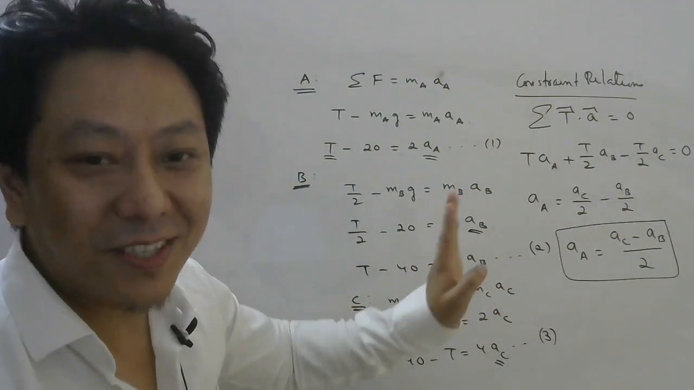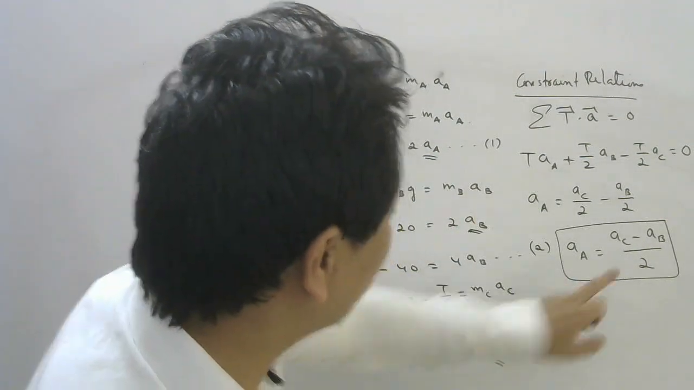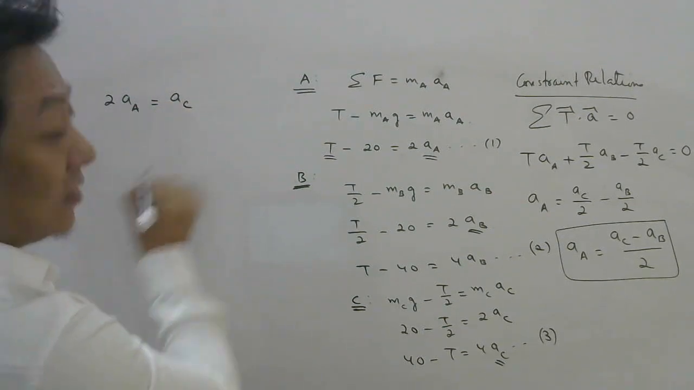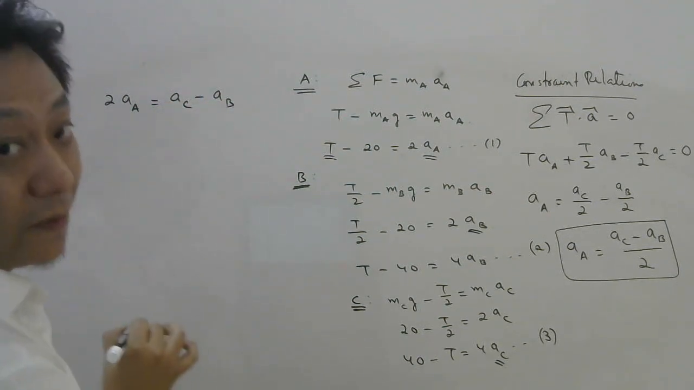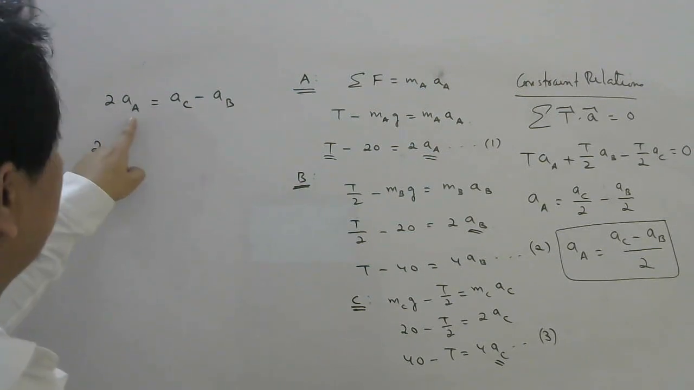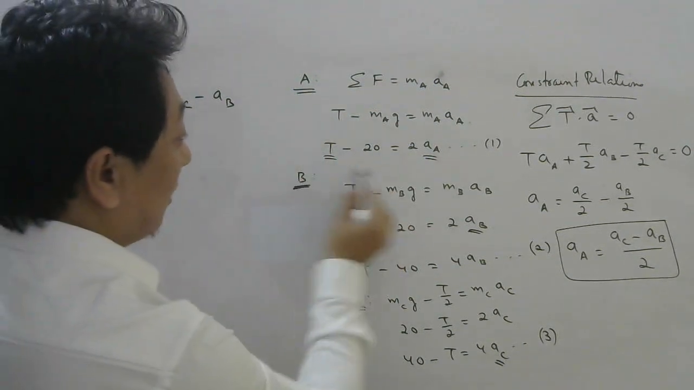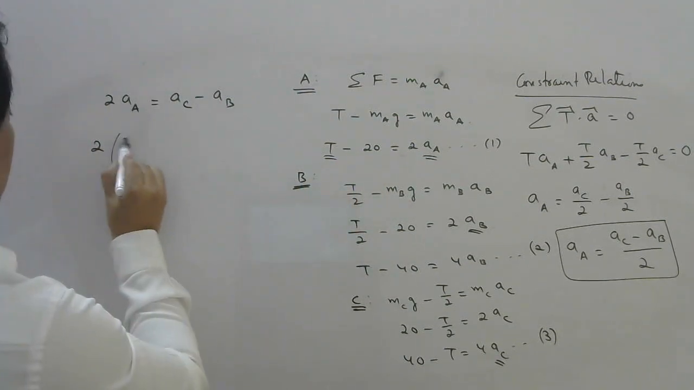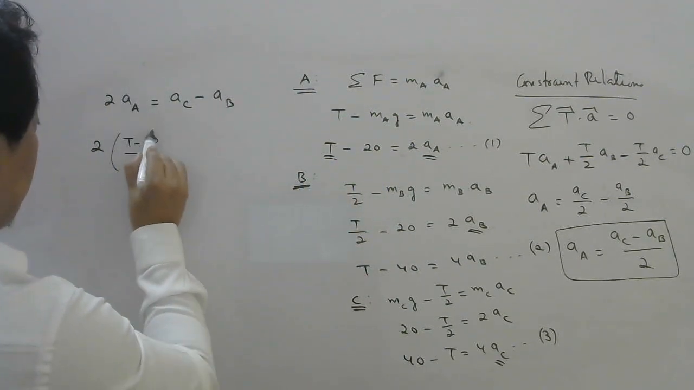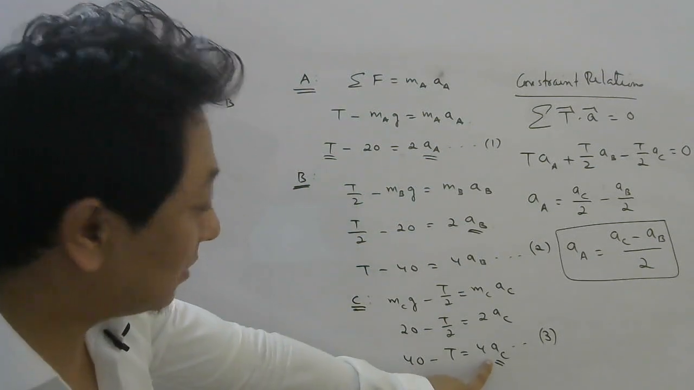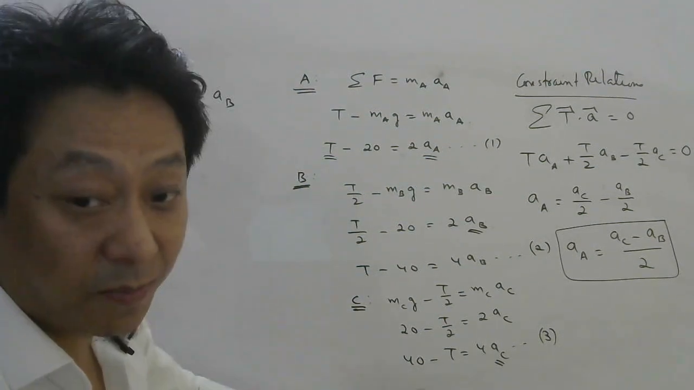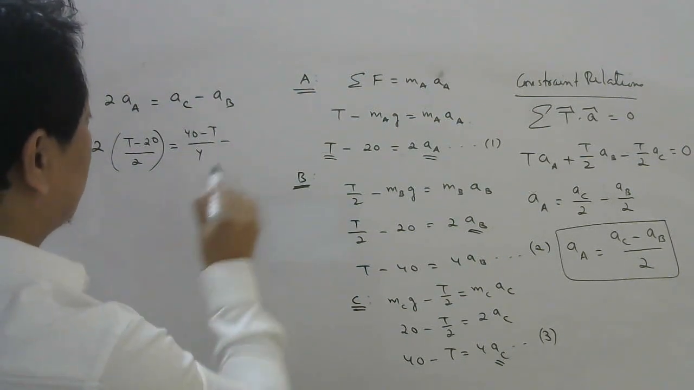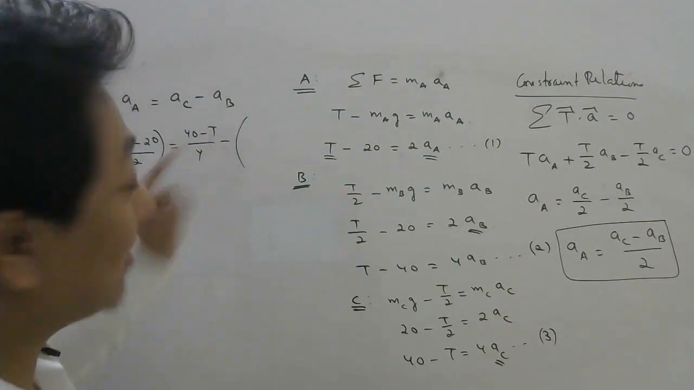Okay. Now solving this is very easy. Don't worry. So let me write this constraint relation like this: 2 acceleration of A equals acceleration of C minus acceleration of B. Now, how to find these accelerations? Look here. From here, tell me what is acceleration of A. T minus 20 divided by 2. Acceleration of C from here is what? 40 minus T divided by 4. Minus, better to put a bracket because there is a minus sign.